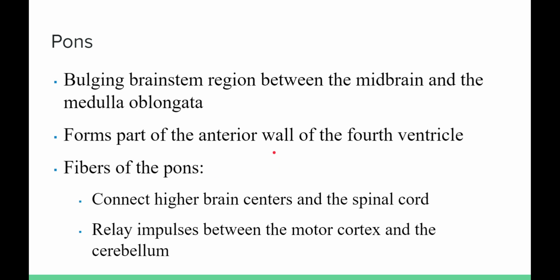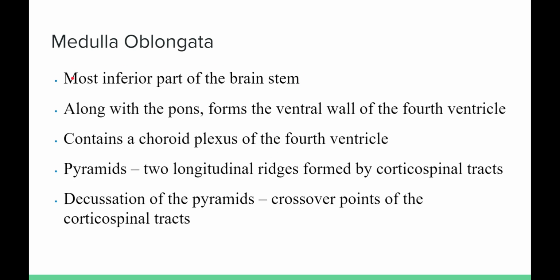Okay. And then the medulla oblongata, which again, just the best term. Medulla comes from like core, or like it means like the pith, like of a fruit or something like that. And then oblongata just means oblong. That's all it means. So it's just like the oblong core. All right. And this is the most inferior part of the brainstem, and going along with that pons, it forms that ventral wall of the fourth ventricle.